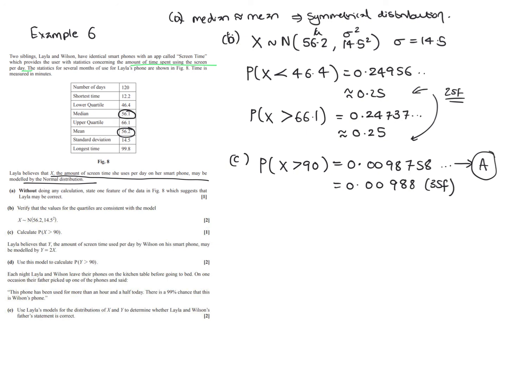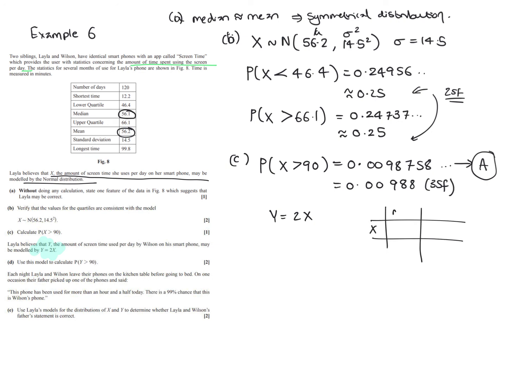So, Layla believes that Y, the amount of screen time used by Wilson per day on his smartphone, might be modelled by Y equals 2X. Use this model to calculate P, Y being larger than 90. So, here's the connection. Y is equal to 2X. So, this question is testing whether we understand the relationship between the mean and standard deviation of X and the mean and standard deviation of Y.